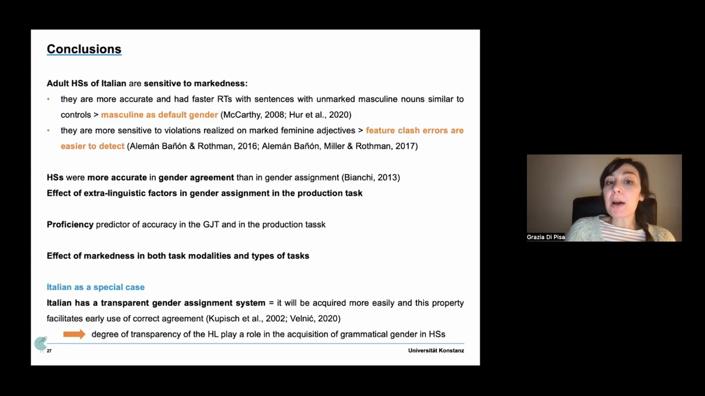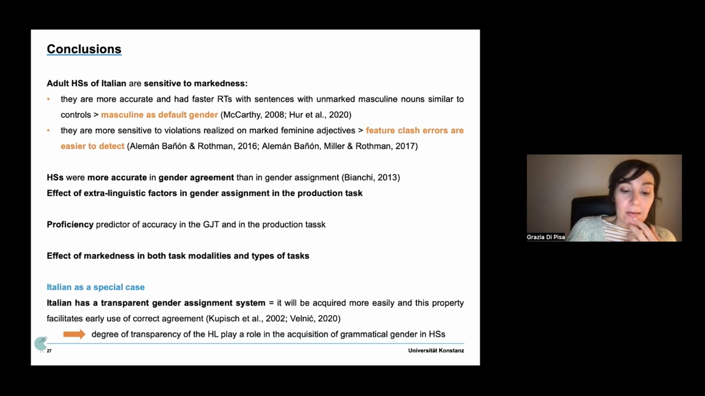Heritage speakers were more accurate in gender agreement compared to assignment. This is also something that has been found in other studies. And we found this effect of extralinguistic factors in gender assignment in the production task. Proficiency was a predictor of accuracy in the grammaticality judgment task and also in the production task. And finally, the effect of markedness, we saw it was present in both modalities and also in both tasks.